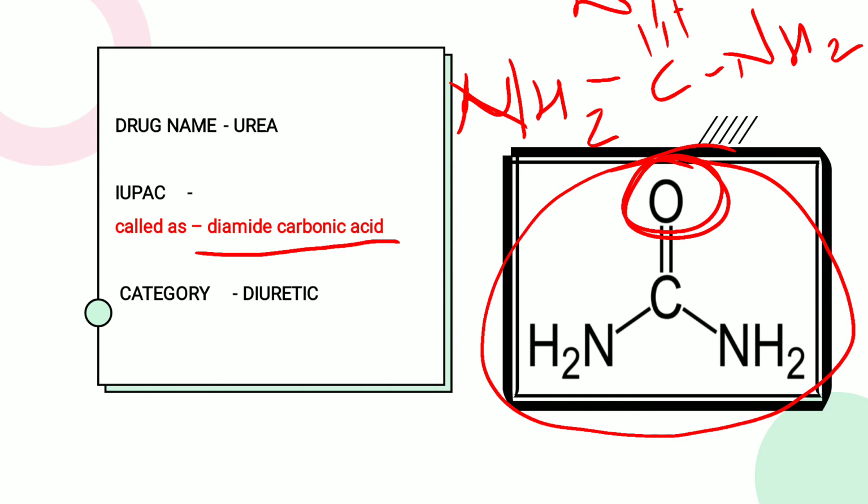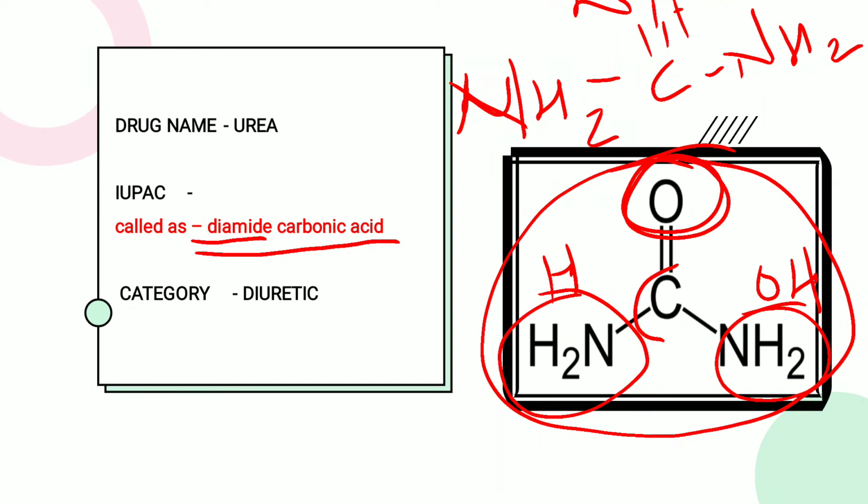So the hydroxyl and hydrogen groups of carbonic acid are replaced by two amino groups. So it is the diamide, two amino groups, and the C double bond O. So it is also commonly called diamide of carbonic acid. Urea is again categorized as a diuretic drug.